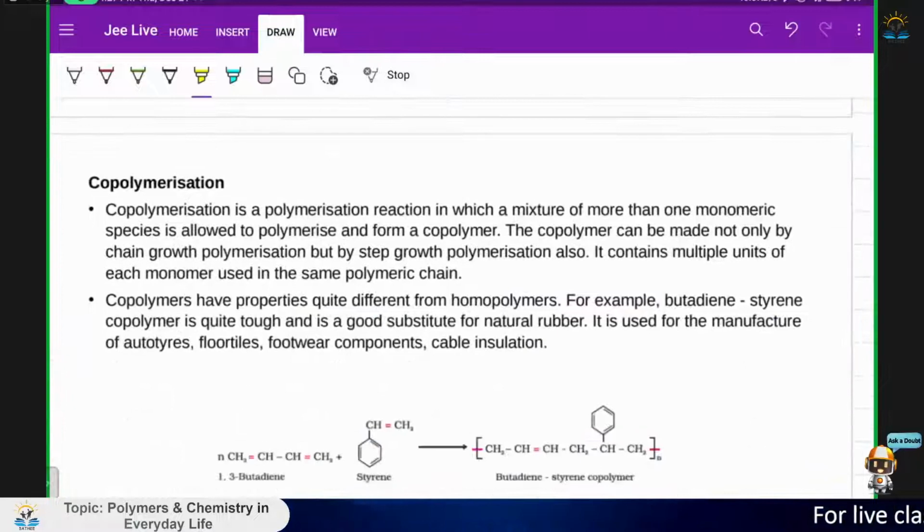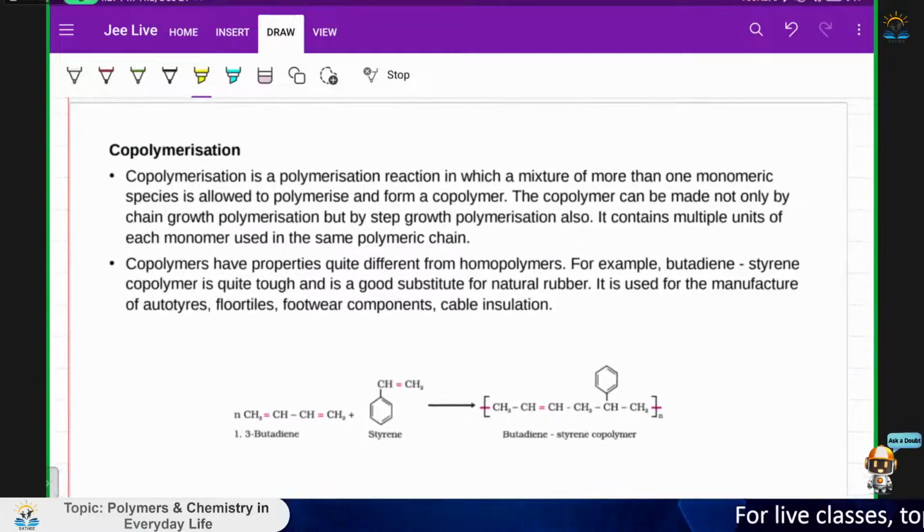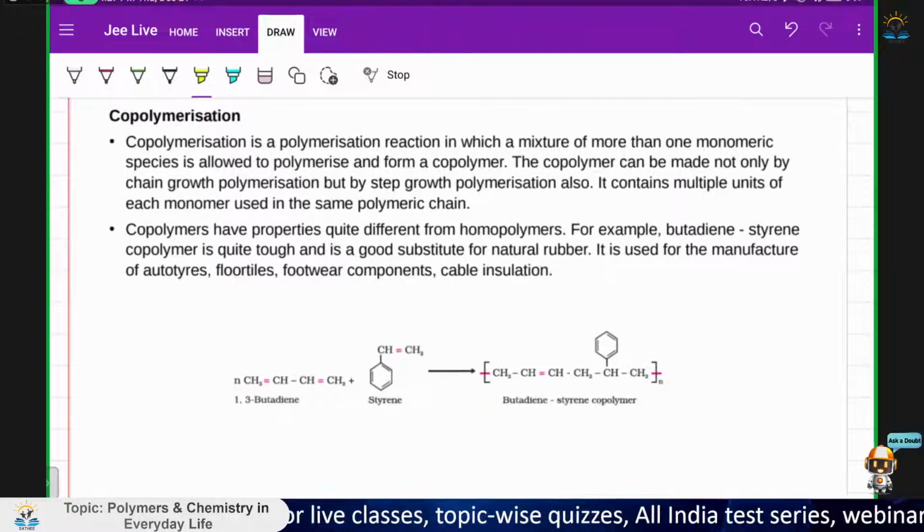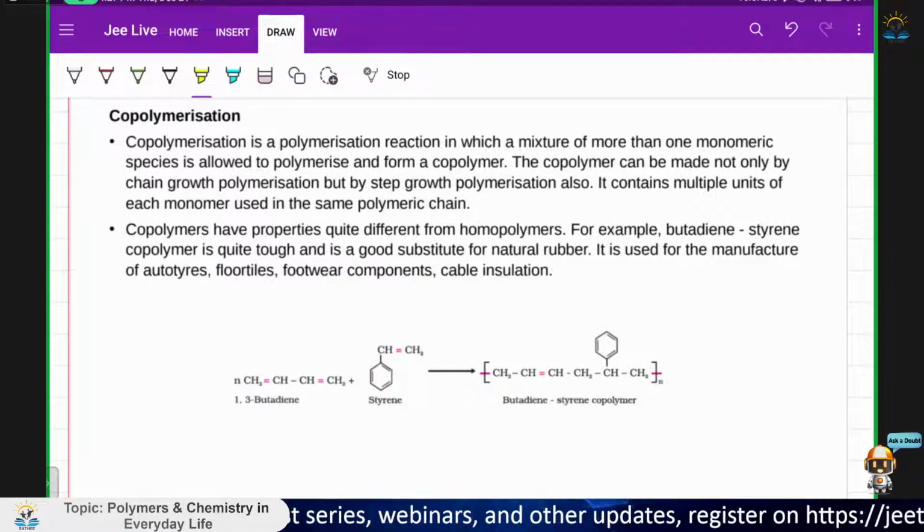Now copolymerization. We already discussed what copolymerization means. We use different monomers and combine them to form polymers. Copolymerization is a reaction in which a mixture of more than one monomeric species is allowed to polymerize and form a copolymer. The copolymer can be made not only by chain growth polymerization but by step growth polymerization also. So we can make copolymers by using both methods, addition polymerization and condensation polymerization. It contains multiple units of each monomer used in the same polymeric chain. Copolymers have properties quite different from homopolymers.